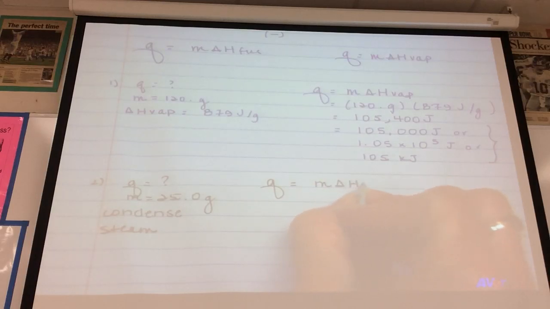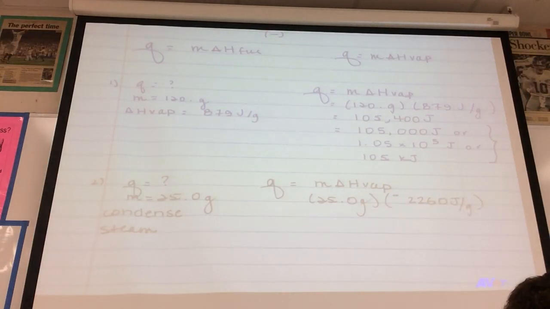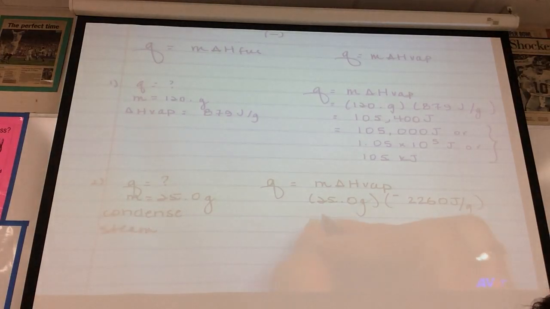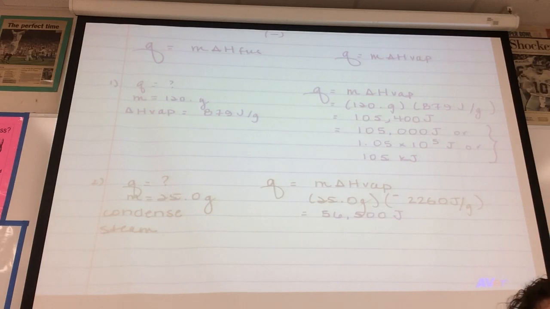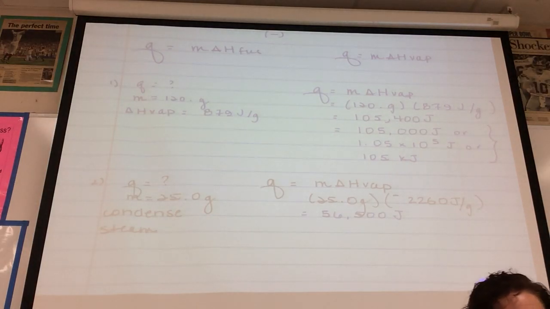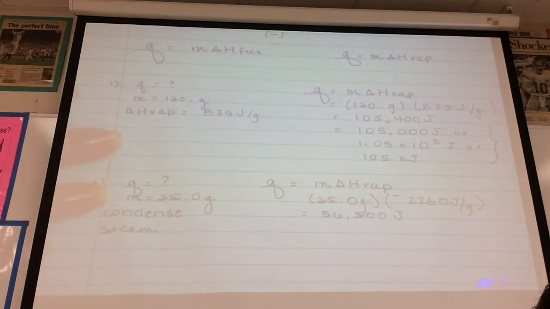We've got mass delta H of vap, and in this case it's going to be negative because we want to condense. So we've got 25 grams. We look at water. What's the delta H of vap for water? 2,260 joules per gram. I am going to put a negative in there because we've got the reverse process. And that will be 56,500 joules. So vaporizing, boiling, condensing, delta H of vaporization. If you're melting or freezing, you'll use the delta H of fusion. Questions here? Easy peasy?